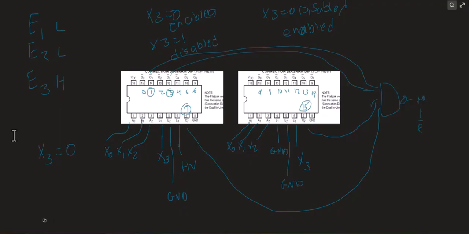Common pitfalls, the fact that it's active low, so we're not ORing together the outputs.